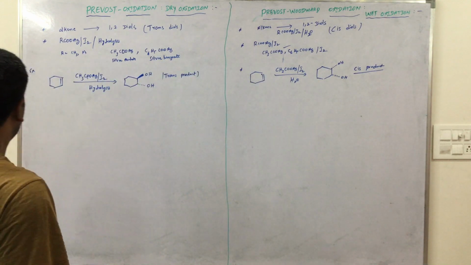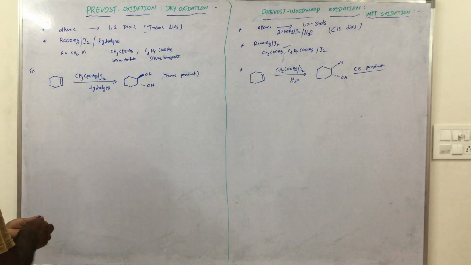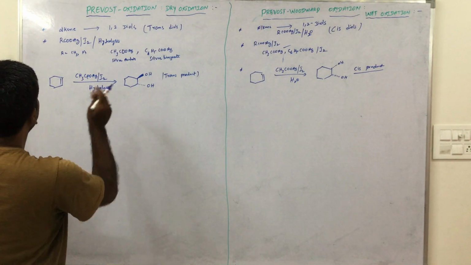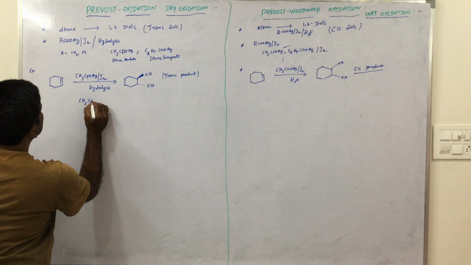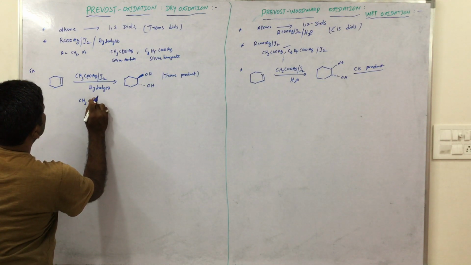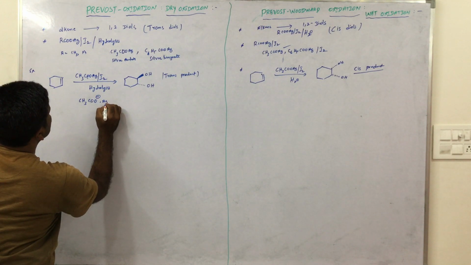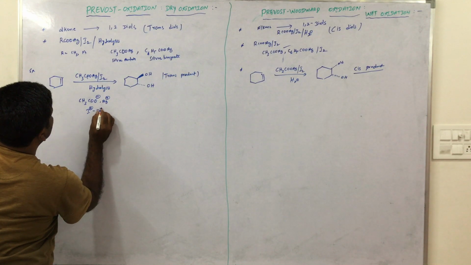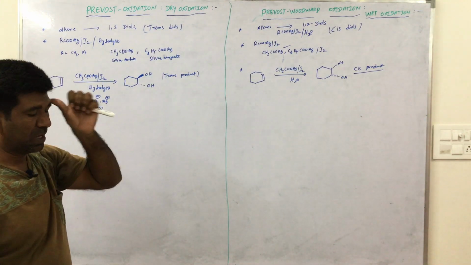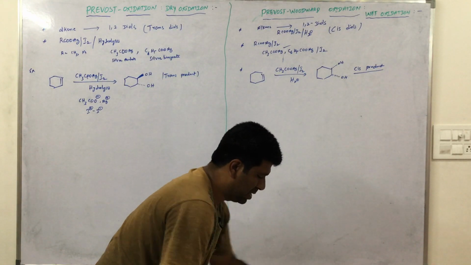So now we observe the mechanism. Now the mechanism is here: CH3COO minus, Ag plus, I plus, I minus. Okay, is this clear now? This is clear.